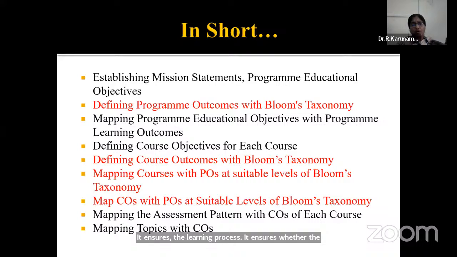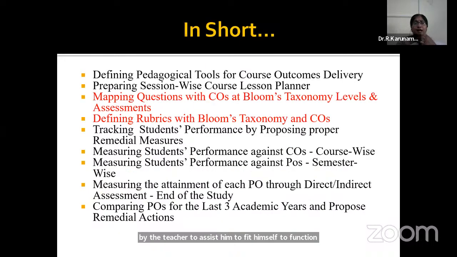What do we aim for? What is required for him to find a better employment opportunity, and what has to be taught by the teacher to assist him to fit himself to function as a very good professional in the selected field. And pedagogical tools, of course, here the teachers have complete freedom. They can define any pedagogical tool for course outcome delivery.